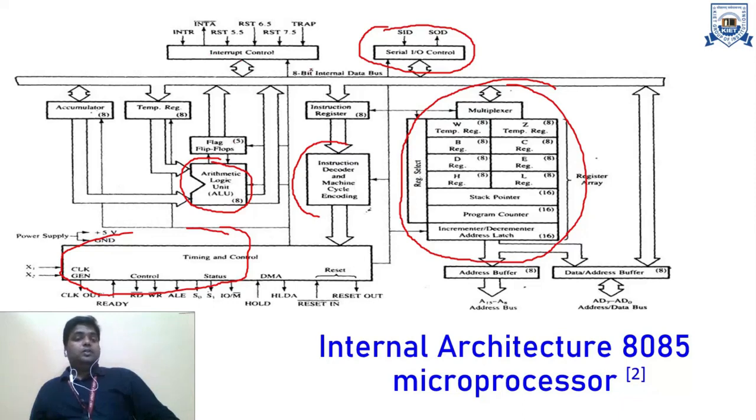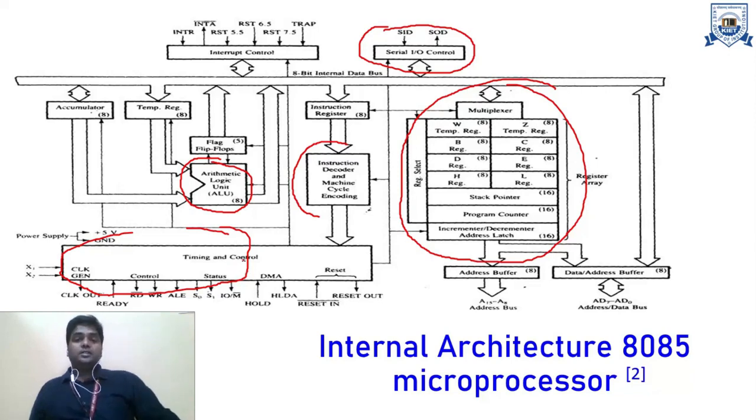Internal interrupt control basically controls the external interrupt. As I told you, this provides serial communication between the microprocessor and the peripheral devices. The instruction decoder and machine cycle encoding basically decode the instruction, that means identify the meaning of a particular instruction. And the arithmetic and logic unit is used to perform arithmetic and logic operations on information. So these are some functional units of the 8085 microprocessor.